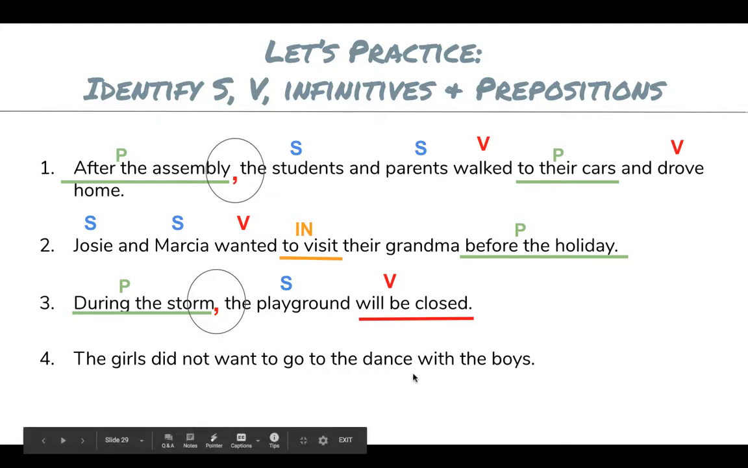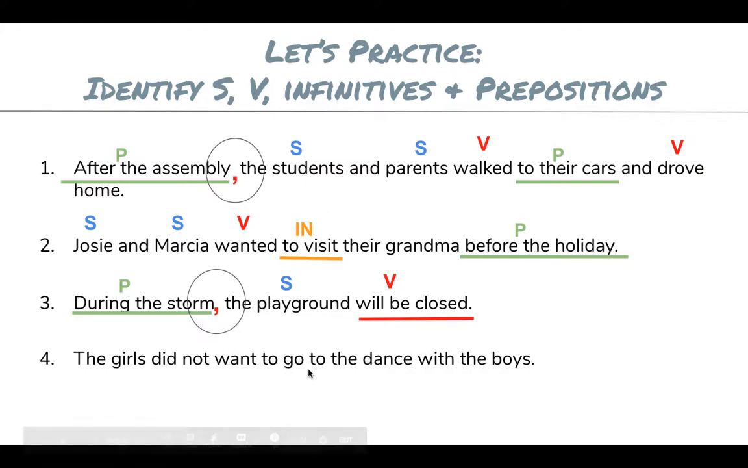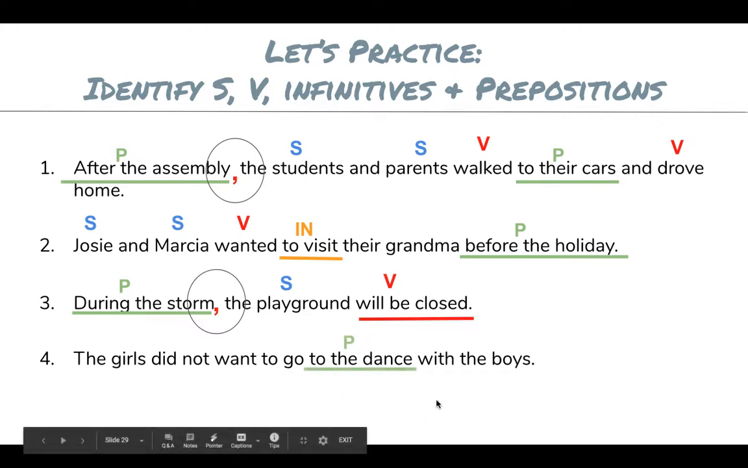Number 4, the girls did not want to go to the dance with the boys. Let's find our prepositional phrases first. I see here we have the word to twice. Here it says to the dance. The dance is a place, so that's going to be a prepositional phrase. And remember, with is one of those hard ones to remember, but with the boys is another prepositional phrase. Here we have to go, to plus a verb. So that means we have an infinitive. Looking for the verb phrase. Did not want. Who did not want? The girls did not want.